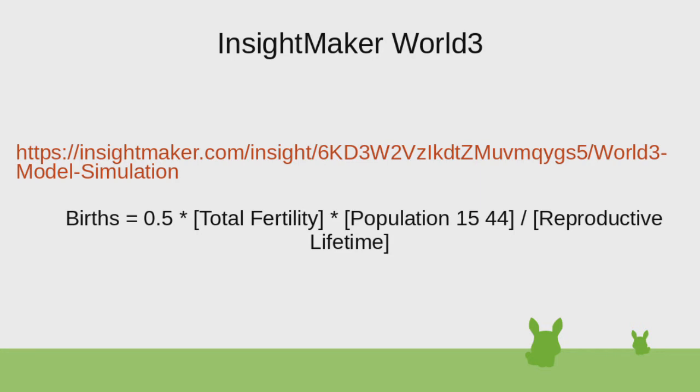Now we're going to look at the simulation model of World3. Here's the birth per year formula. Since only half the population can give birth, women, that's the 0.5, times the population of reproductive age, 15 to 44, times the fertility, divided by the reproductive years.